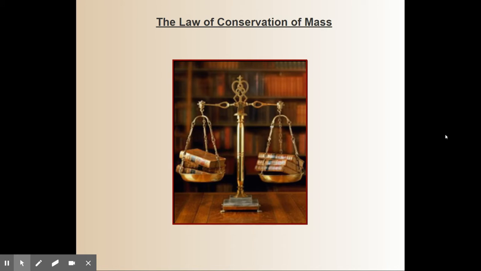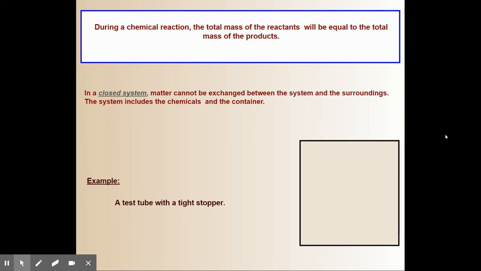Ladies and gentlemen, welcome to the Law of Conservation of Mass, which is also part of Lesson 13. We are going to get started talking about what we mean by conservation of mass. We already discussed that a chemical reaction conserves energy. So the conservation of energy means energy cannot be created nor destroyed, just transferred.